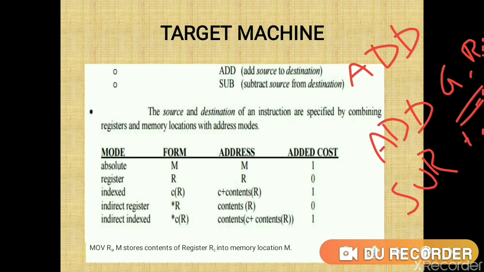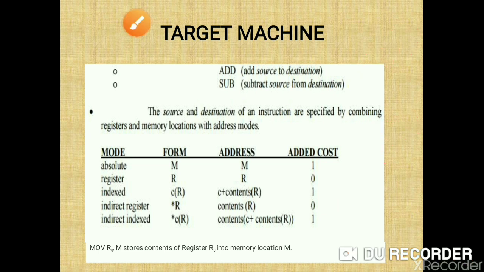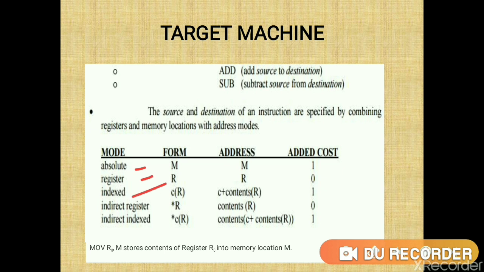Subtract R0 R1 means subtract source from destination. The source and destination of an instruction are specified by combining the register and memory location with address modes. Now we will see the addressing modes in detail. Mainly the addressing modes are of 5 types: absolute addressing mode, register addressing mode, indexed addressing mode, indirect register addressing mode, and indirect indexed addressing mode.